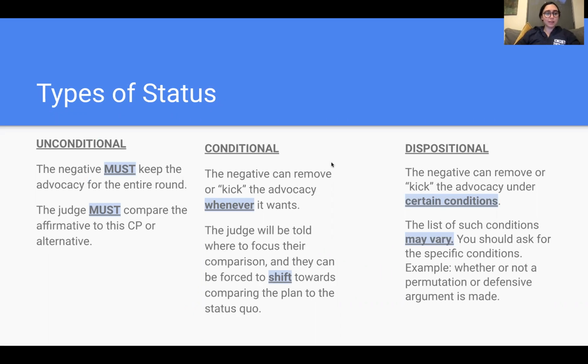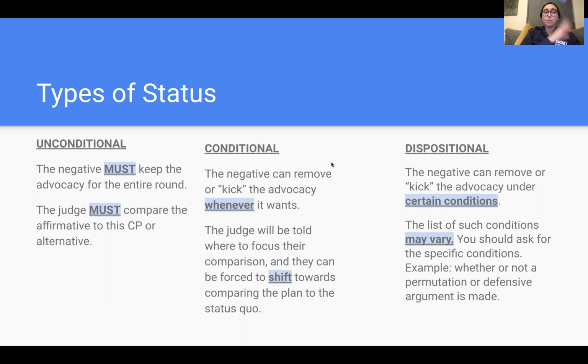The first one is unconditional. So this means that the negative must keep the advocacy for the entire round. The judge thus must, at the end of the round, compare the affirmative to the counterplan or the alternative that's been introduced into the debate. The opposite of unconditional is conditional, and this means that the negative can remove or kick the advocacy whenever it wants. The judge then will be told where to focus their comparison, and they can be forced to shift towards comparing the plan to the status quo.